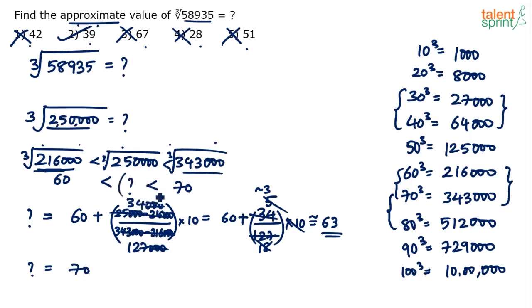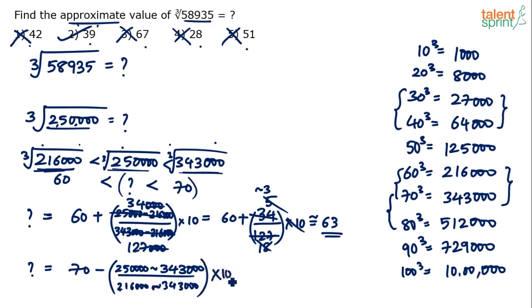The question mark is less than 70, and less than 70 means minus. Minus what? Take the difference of the given number with whatever number you have already considered. Don't go by the sign there. You only consider the magnitude. Don't consider the sign again and make minus as plus. So the numerator is the difference of 2,50,000 and 3,43,000, and the denominator is the difference of 2,16,000 and 3,43,000, into 10.